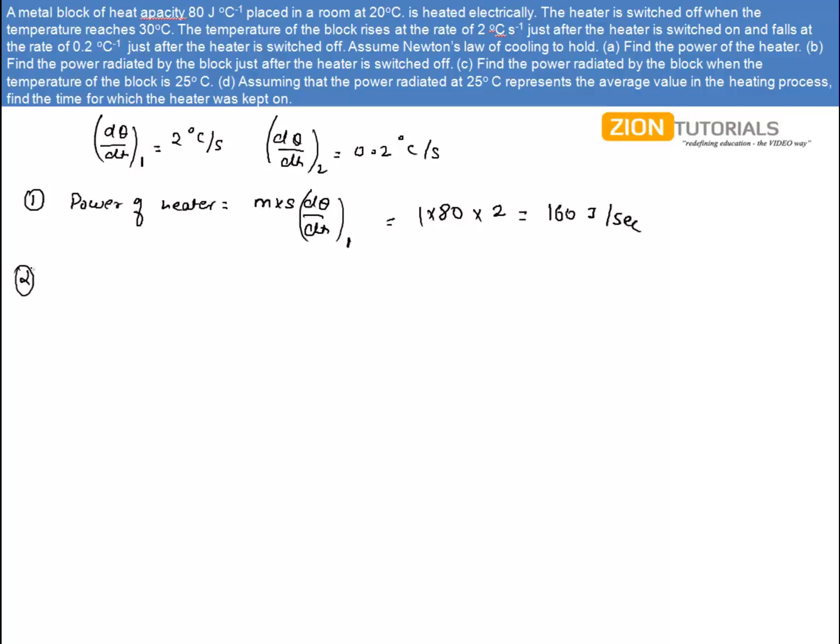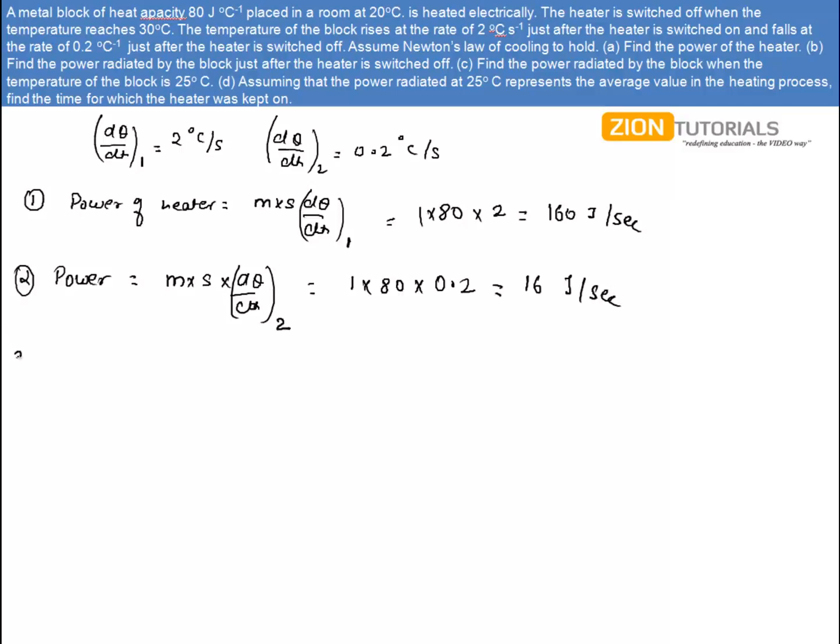Second part, I have to calculate the power radiated by the block just after the heater is switched off. So the power radiated by the block will be equal to m s d theta by dt again, but this time d theta by dt will be 0.2, because this is the rate of change of temperature just after the heater is switched off. So it will be 1 into 80 into 0.2, which comes out to be 16 joules per second.